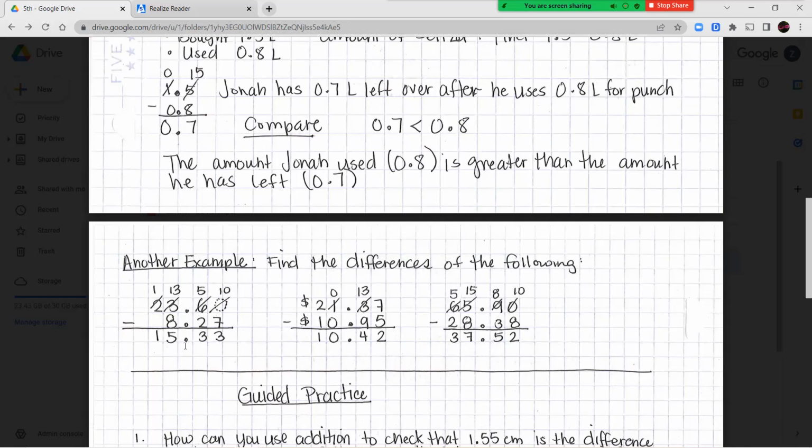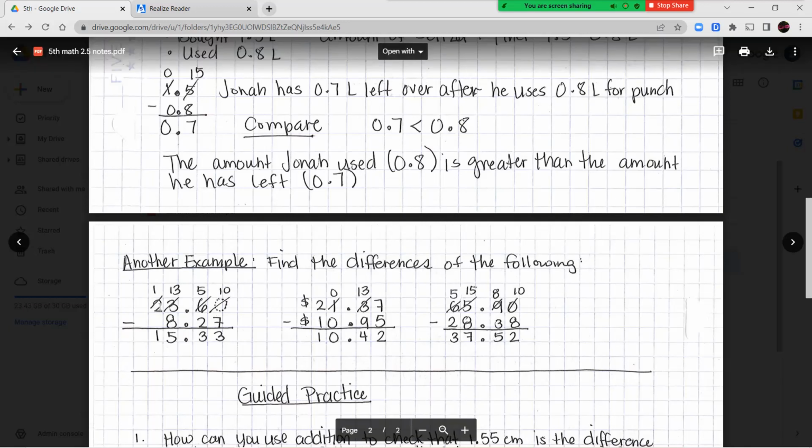I dropped my decimal point. I couldn't do 3 minus 8, so I borrowed from the 2. So the 3 became a 13, and that 2 became a 1. 13 take away 8 gave me 5, and then 1 take away nothing was 1. So the difference was 15 and 33 hundredths.